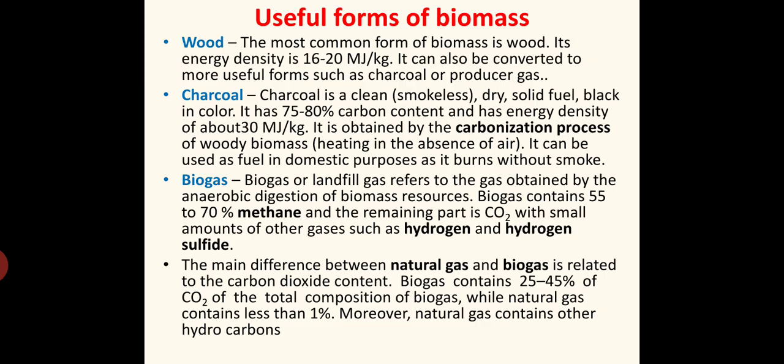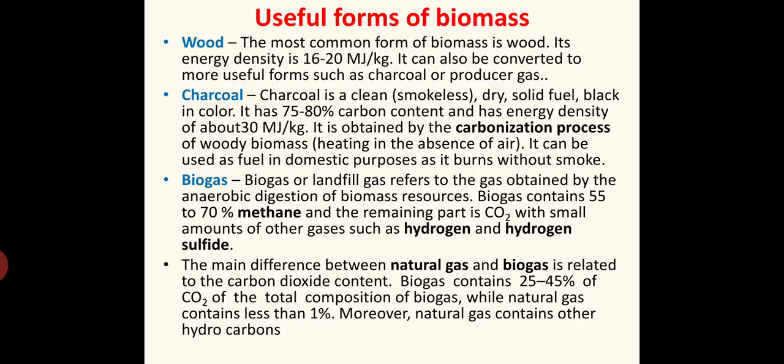While directly burning wood, smoke is produced in a large quantity. If you convert it into the purest form, charcoal, then we can reduce the smoke formation, and it is the cleanest form. Charcoal is a clean, smokeless, dry solid fuel, black in color. It has 75 to 80% carbon content and an energy density of about 30 megajoule per kilogram. If wood is directly used for combustion, we get 16 to 20 megajoule per kilogram. If you convert it into charcoal through some chemical processes, we get around 30 megajoule per kilogram.